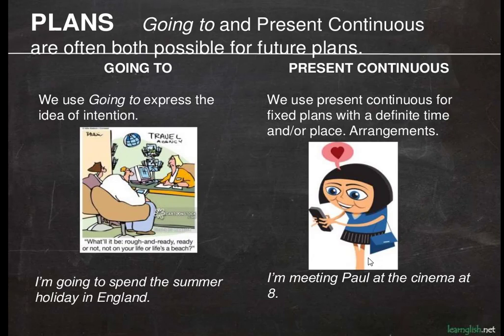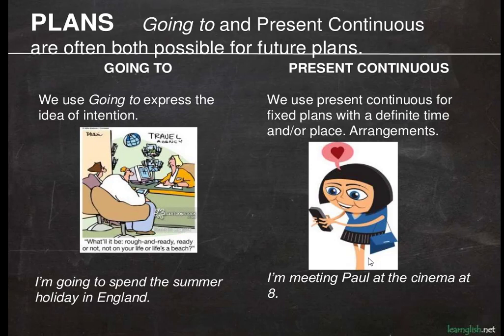For plans, we use either going to or the present continuous. Going to and the present continuous are often both possible for future plans. We use going to to express the idea of intention. I have an intention. I'm going to spend the summer holiday in England. I have intended to do that, or I have an intention.